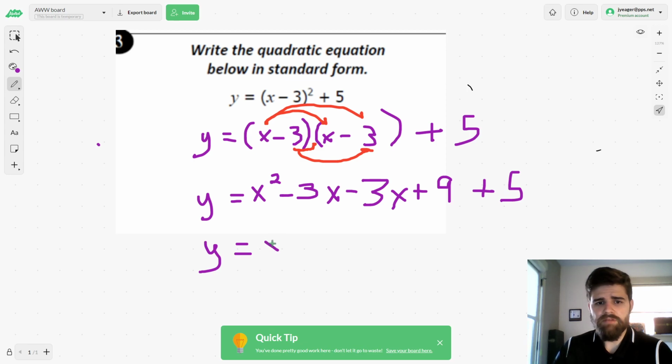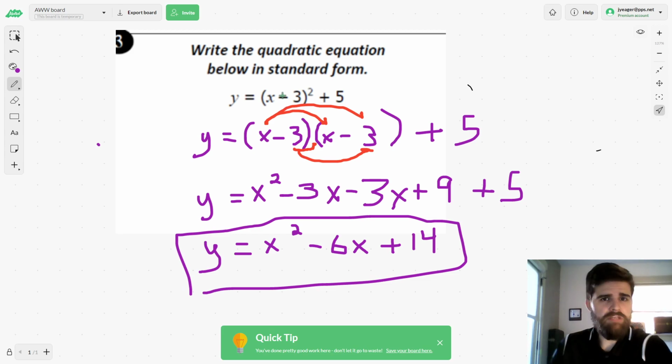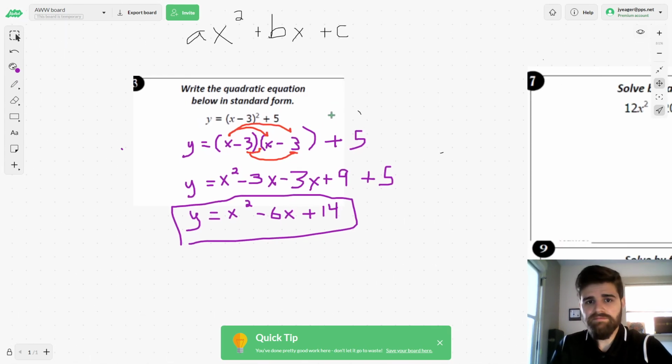So I'm going to keep my x squared out front. Then I got negative 3x minus 3 more x's, so that's negative 6x. And then I've got 9 and 5, which makes 14. So we've gotten to standard form. Again, the tricky part here is to take this squared, x minus 3 squared. That means x minus 3 times itself.